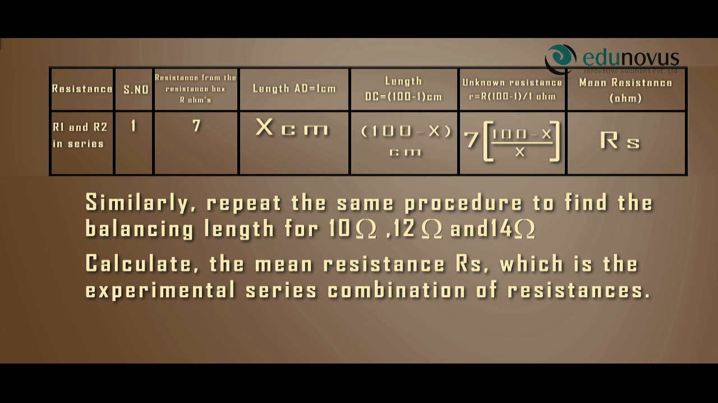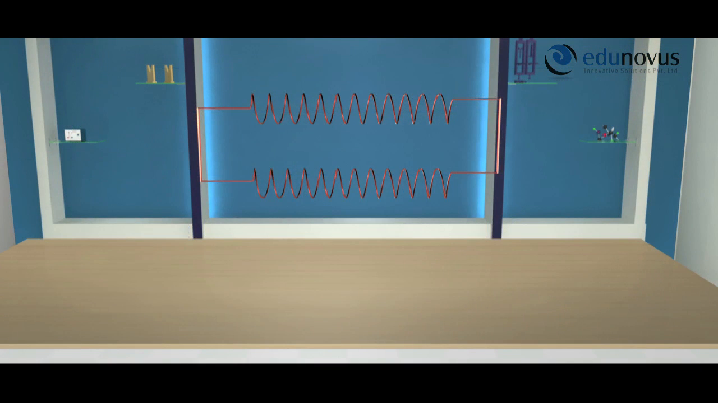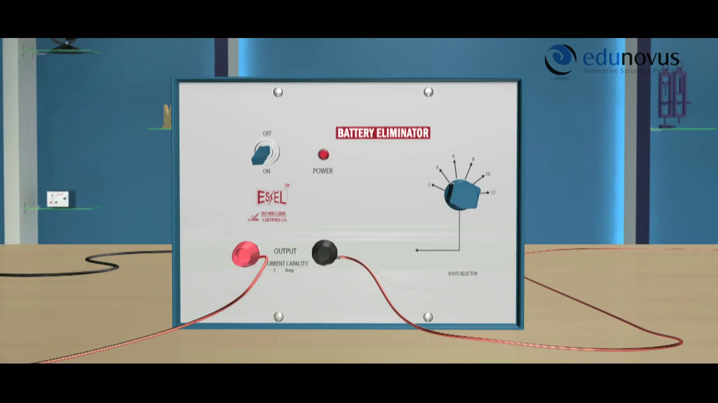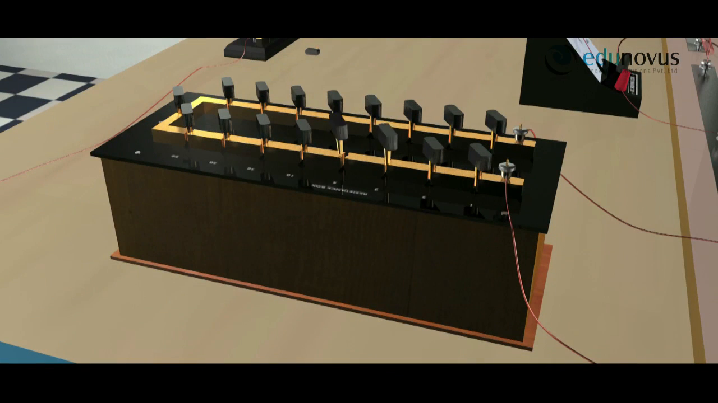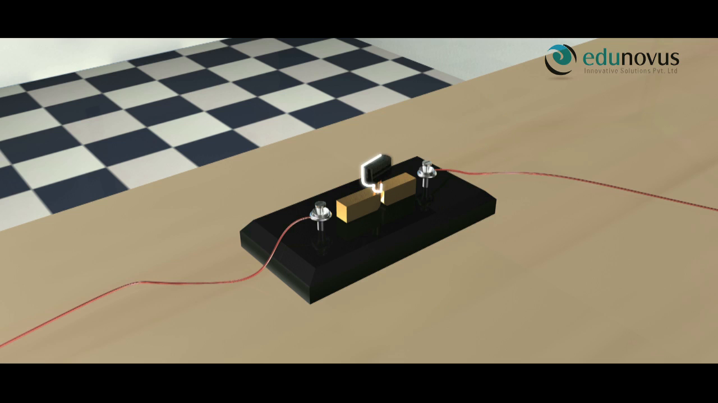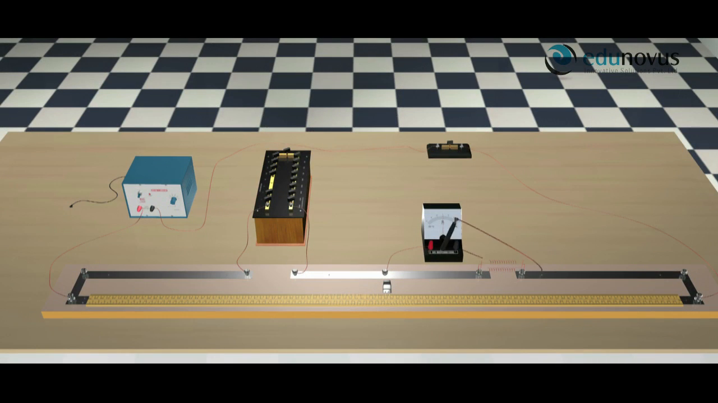Now, connect the two wires in parallel combination and fix it in the right gap of the meter bridge. Switch on the battery, remove 7 ohm from the resistance box, insert the plug key and find the balancing length.